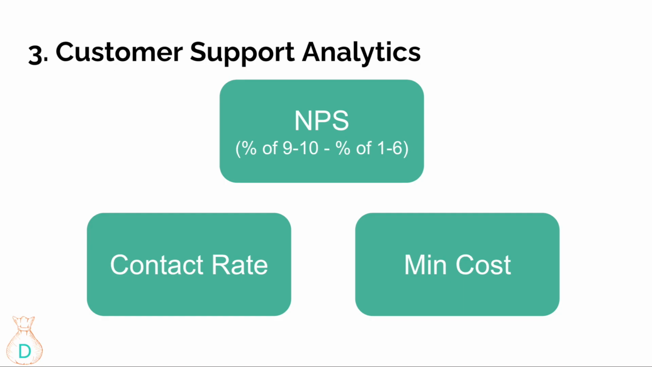And then you will do the calculation by the percentage of 9 and 10s minus the percentage of 1 to 6. So this is out of the score of 1 to 10. And so 7 is considered neutral in this case. And then you have contact rate.